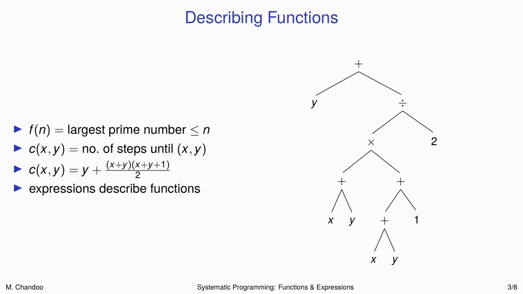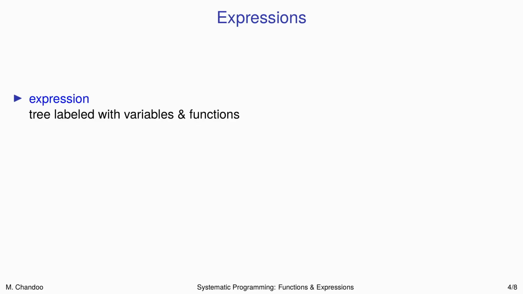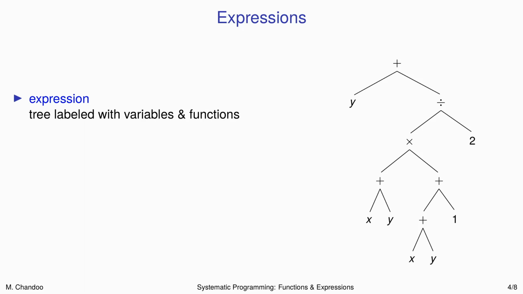We will use trees as default representation for expressions. An expression is a tree labeled with variables or input parameters, as we called them before, and functions. The green nodes are variables and the rest are functions. Constants can be seen as function without input. So in the right example, 1 and 2 are constants.